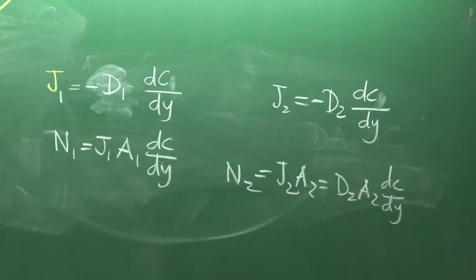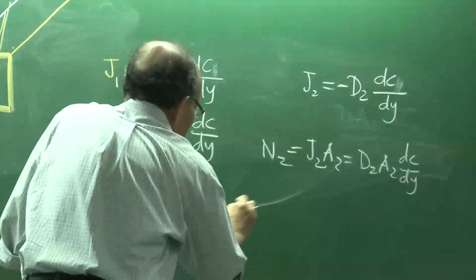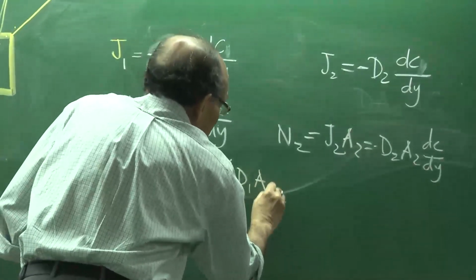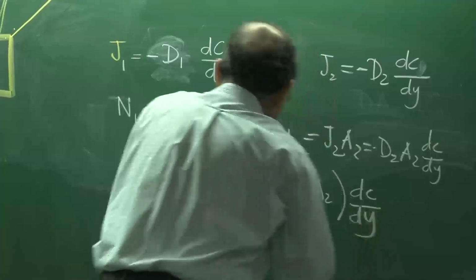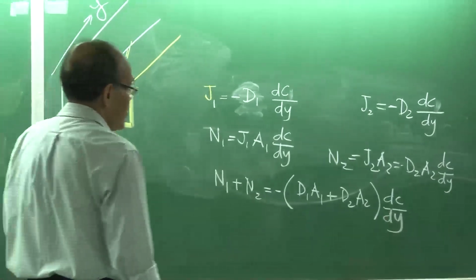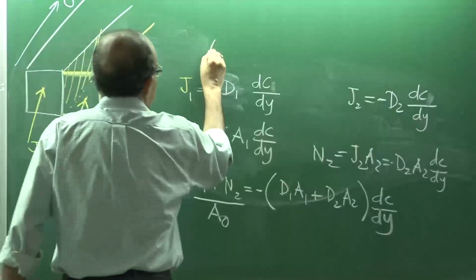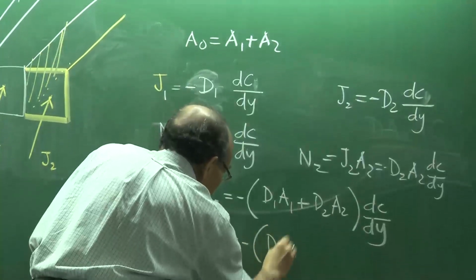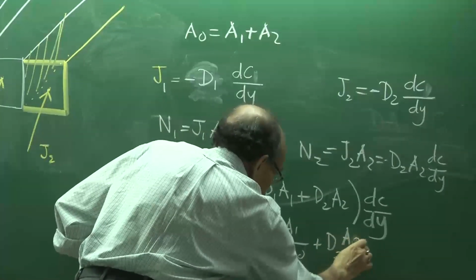So the total rate of transport now is N1 plus N2, and that essentially is equal to minus (D1 A1 plus D2 A2) multiplied by the concentration gradient. And then if I want to calculate the area average flux, I will divide it by the total area, where A0 is equal to A1 plus A2, and this I get as minus (D1 A1 by A0 plus D2 into A2 by A0).